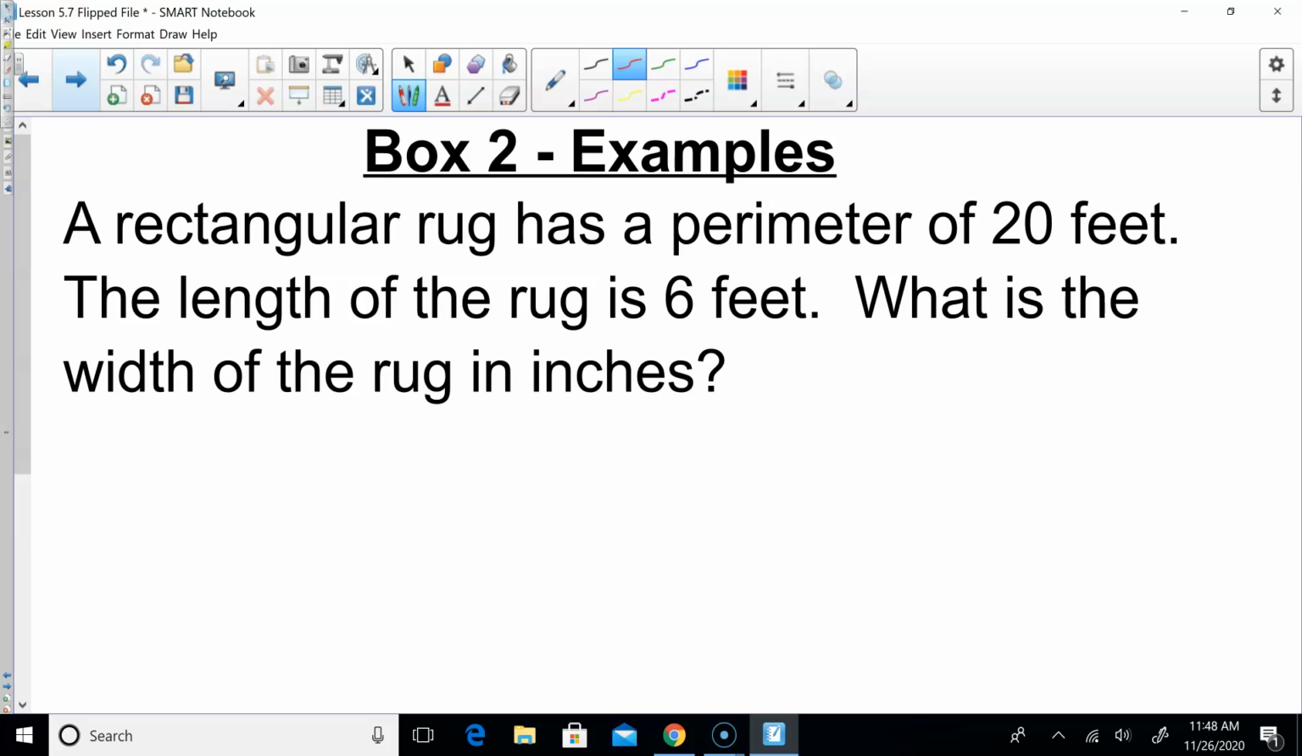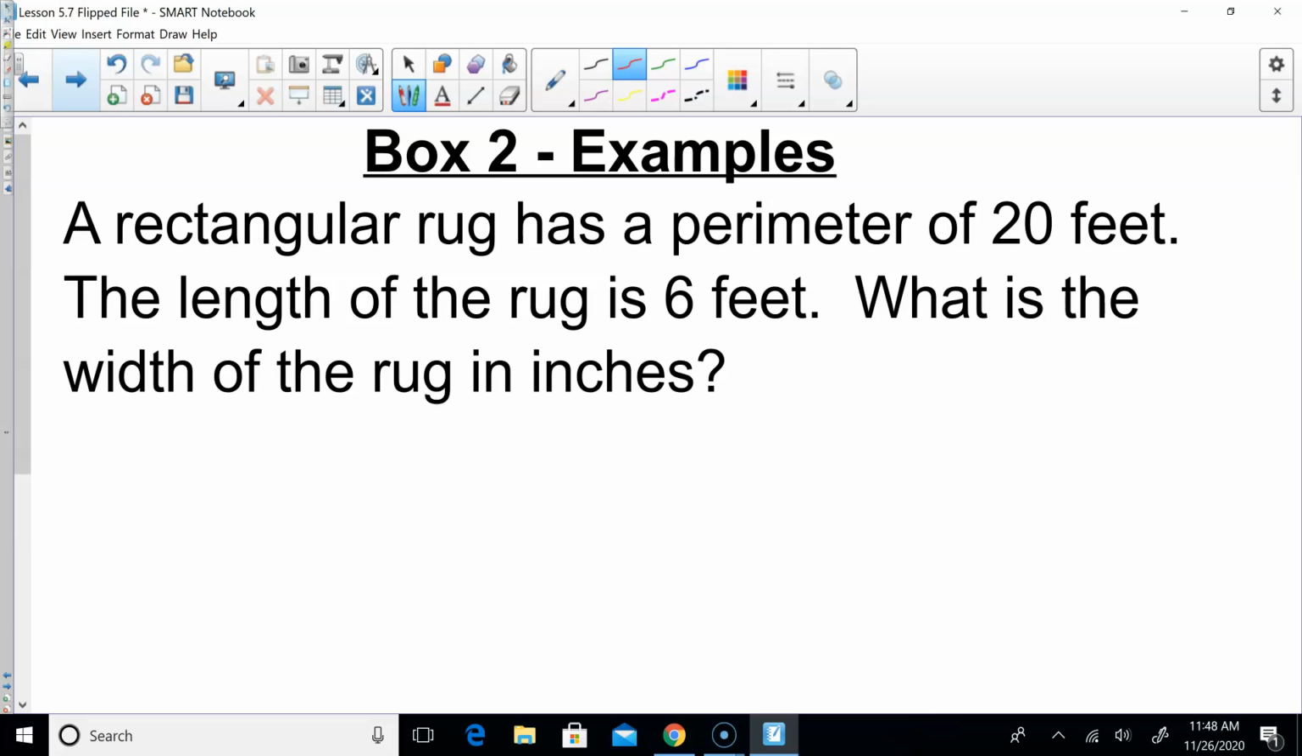And a rectangular rug has a perimeter of 20 feet. The length of the rug is 6 feet. What is the width of the rug? So let's read this again. A rectangular rug has a perimeter of 20 feet. The length of the rug is 6 feet. What is the width of the rug in inches?